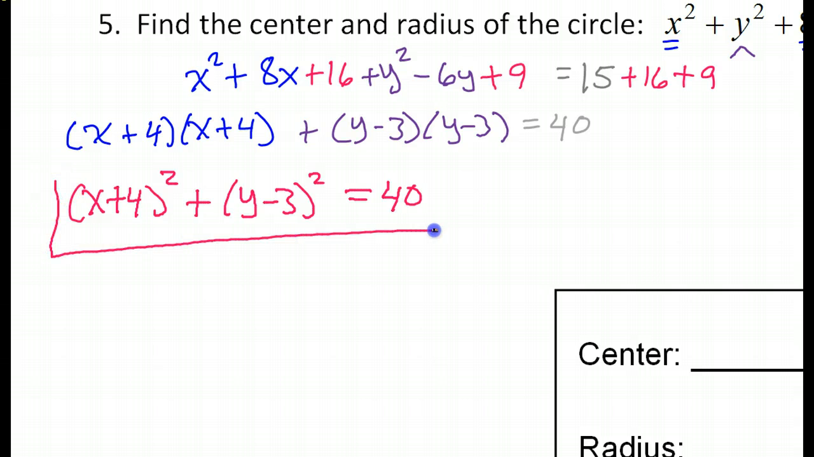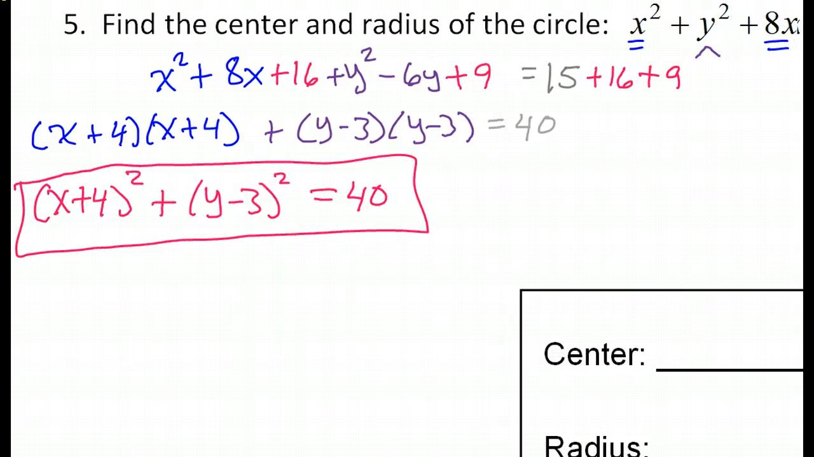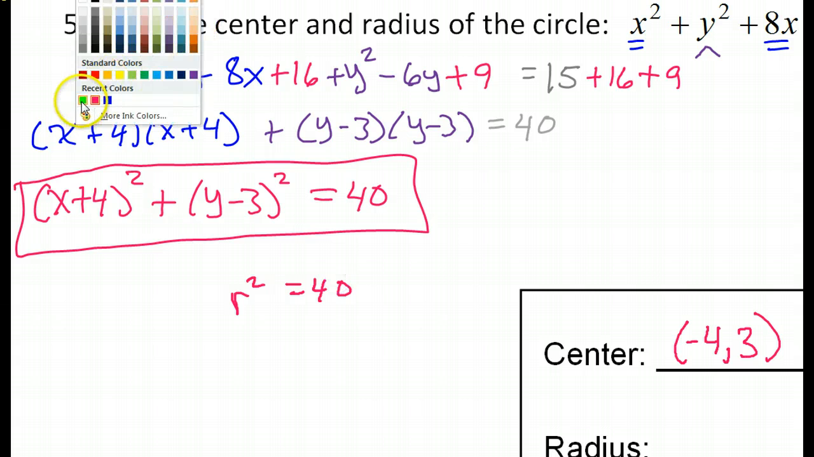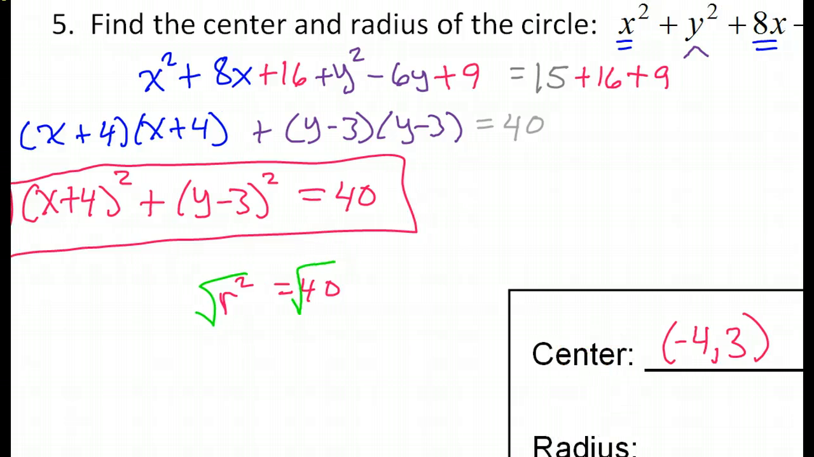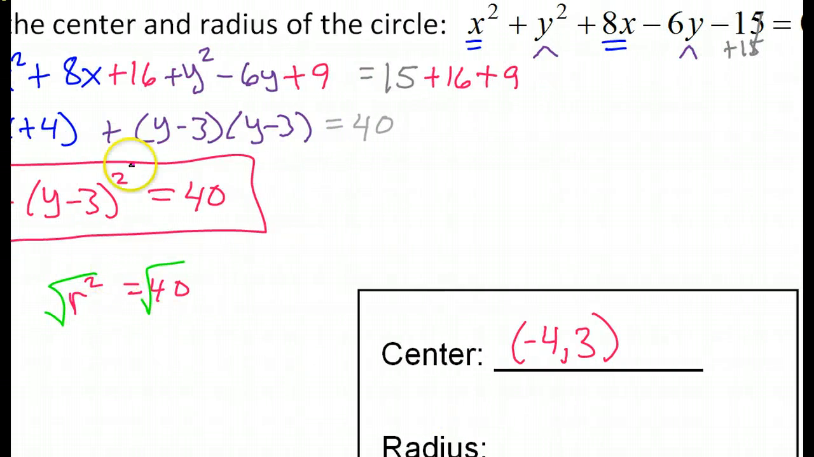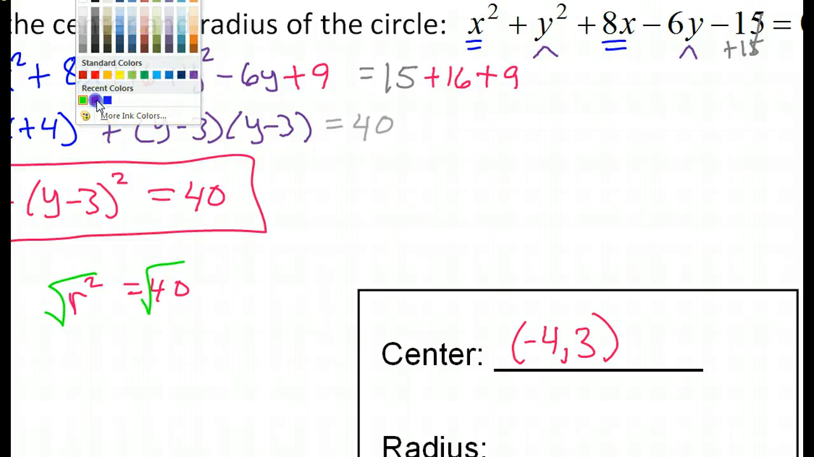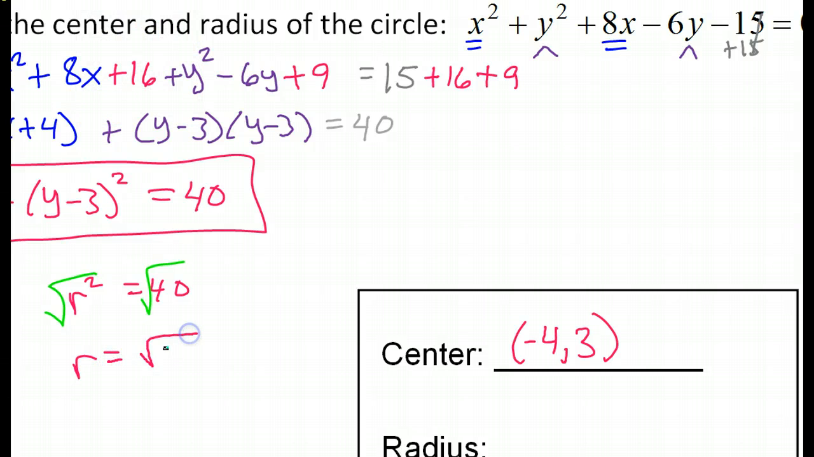So this is the standard form equation that we need. This tells us the center, which will be the opposite of this and the opposite of this. So the center is negative 4, comma 3. Now remember, this 40 is the radius squared. So to get the radius, you have to take the square root of both sides. There's no plus or minus this time because it's a length. So the radius is the square root of 40. And you can just leave it like that.